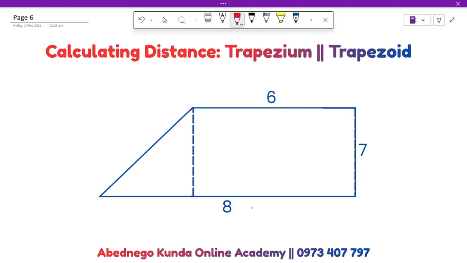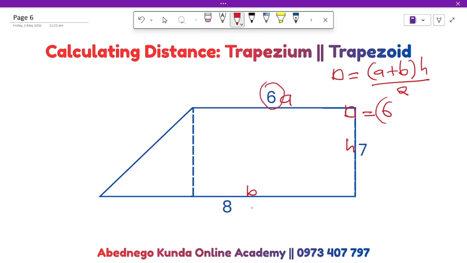So let's assign again. This will be our a, this will be our b, and then this is our h. So the formula, remember, is distance is equal to, open bracket, a plus b, close bracket, height, everything over 2. So meaning distance will be equal to, what is our a? Our a is 6, this one right here. Our b is 8, so 6 plus 8. Our height is 7 here, then everything over 2. So distance will be equal to 6 plus 8 in the brackets, we get a 14.